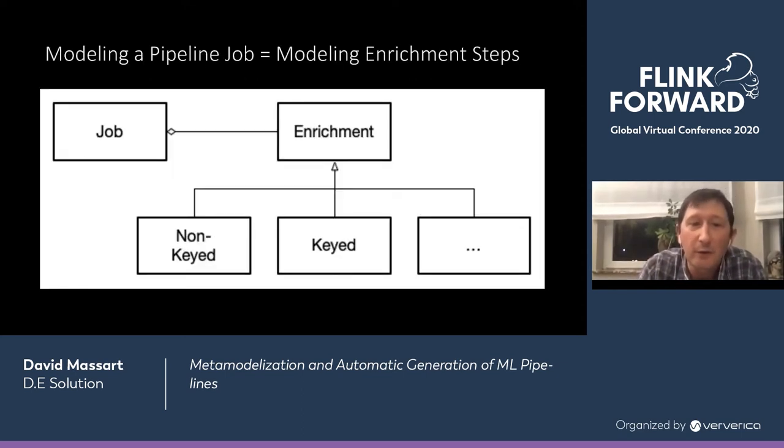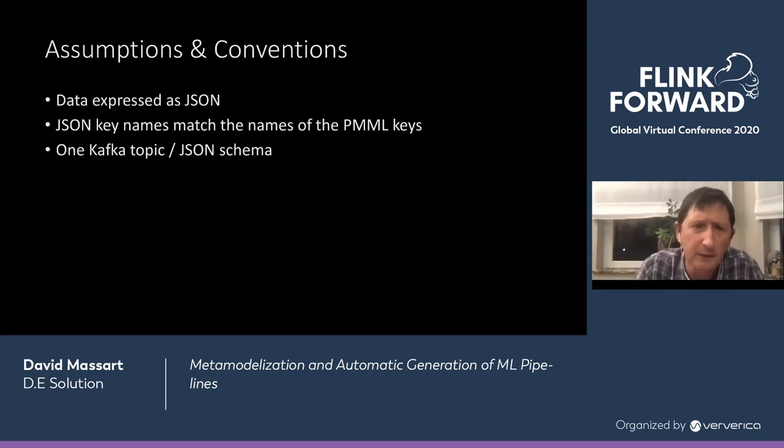So really, modeling a pipeline job in our case is just modeling these enrichments. And we have different types of enrichment, non-keyed enrichment and keyed enrichment, and I would like to look with you at an example of how this can be done. First, a few assumptions that we try to follow, to give you more context. All the data exchanged with the Flink job, all the enrichments, are expressed as JSON documents. The JSON key names match the names of the PMML keys, so that's relatively straightforward.